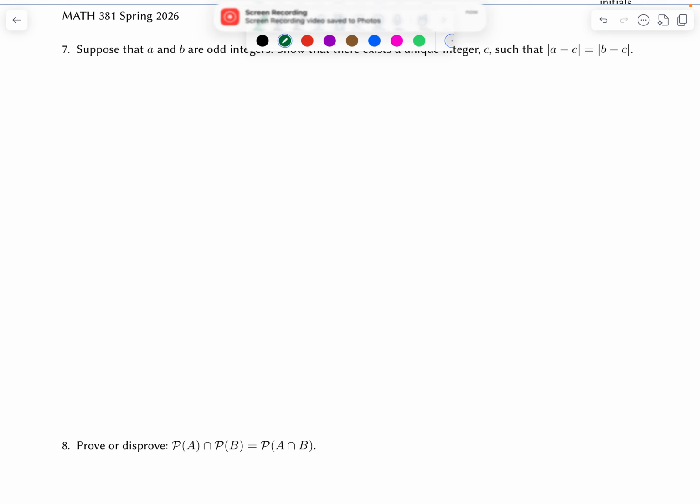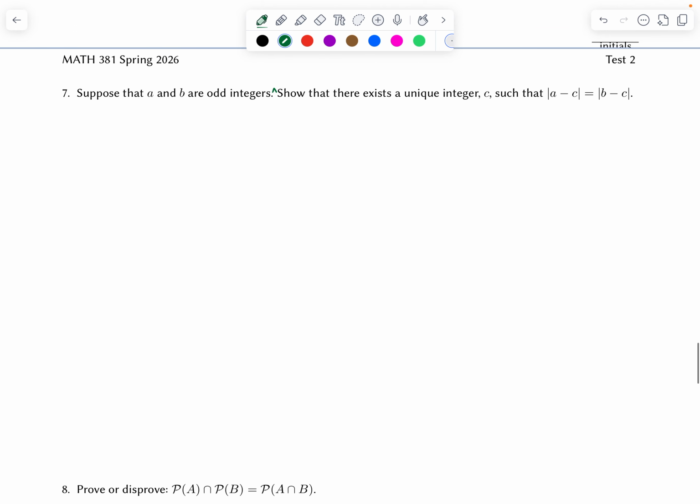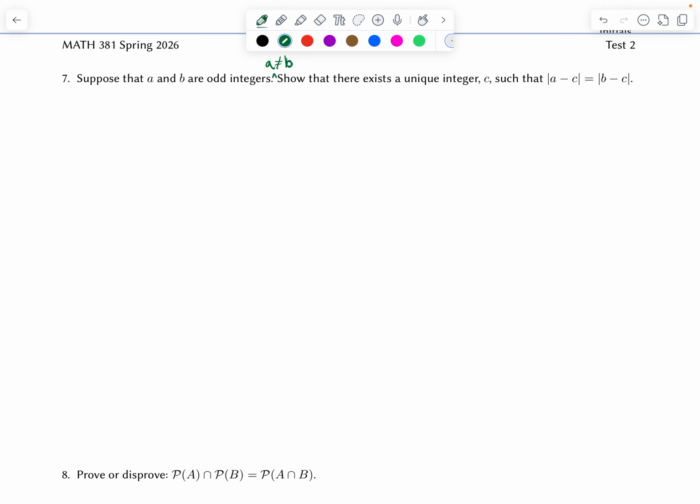Suppose a and b are odd integers, and a is not equal to b. We're going to show that there exists a unique integer c such that the absolute value of a minus c is equal to the absolute value of b minus c.